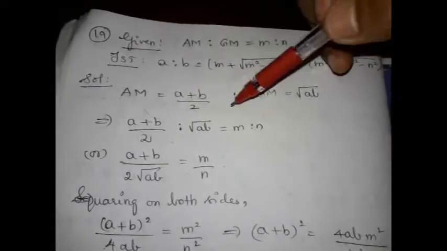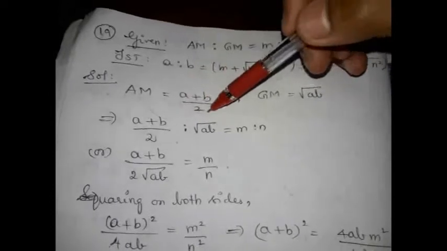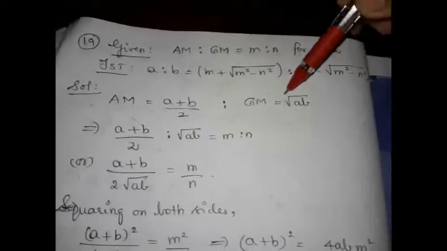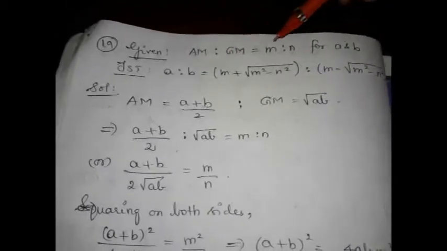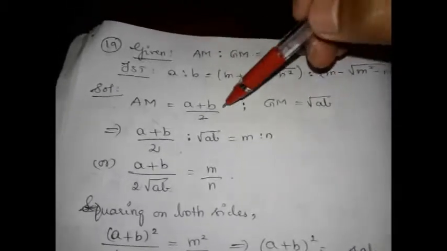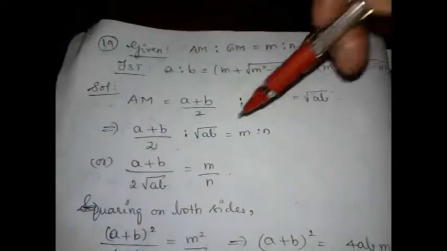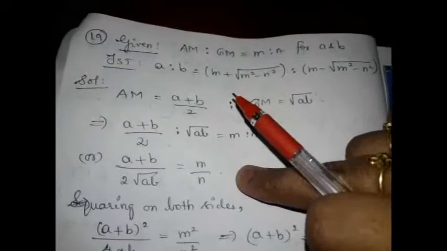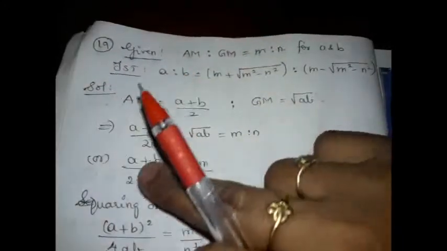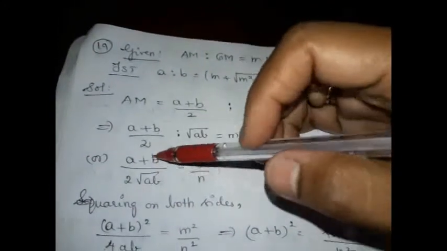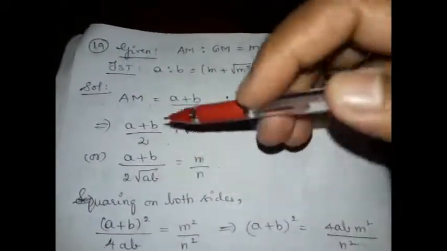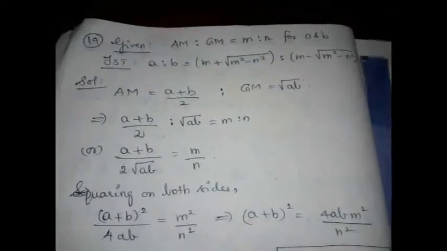So M is what? AM, (A plus B) by 2. GM is square root of AB. It is given the ratio between AM and GM is M is to N. So (A plus B) by 2 is to square root of AB is M is to N. We can express that in fraction, right? So (A plus B) divided by 2 divided by root AB. So that root AB we can write here. So (A plus B) divided by 2 root AB is equal to M by N.